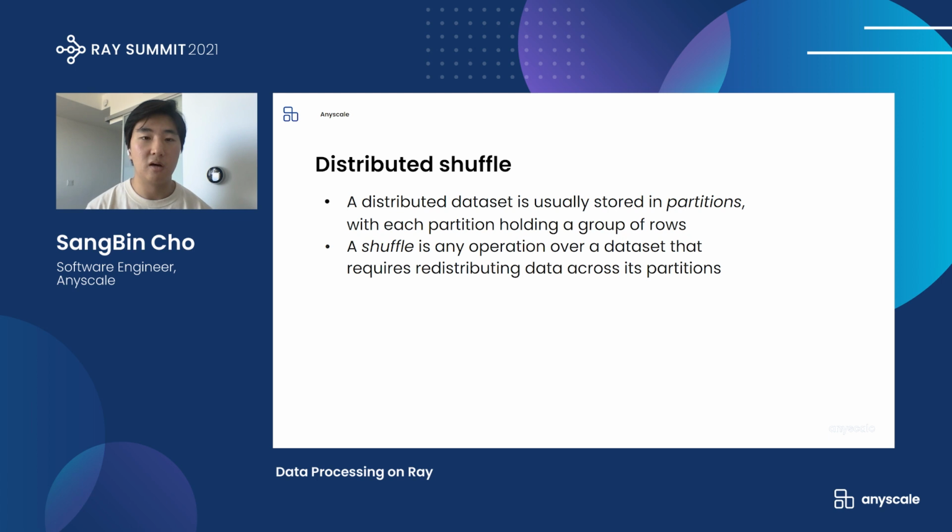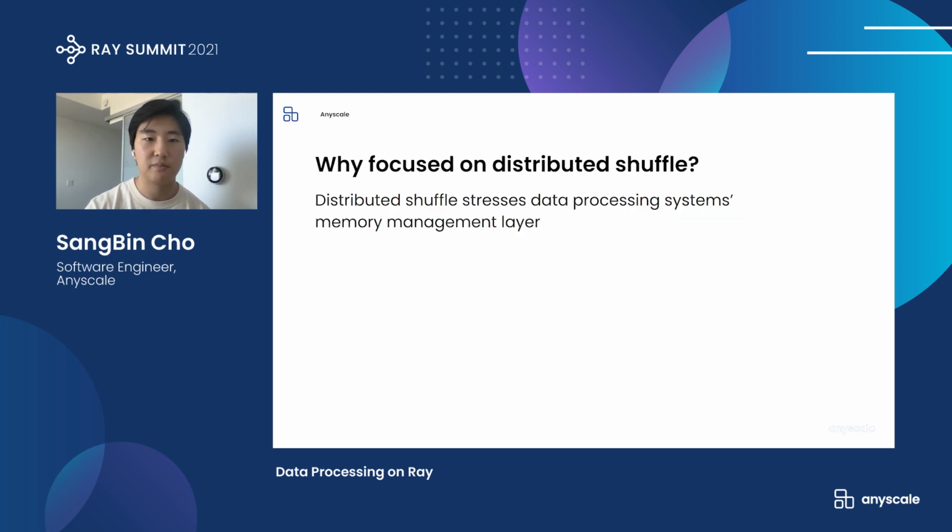So let's see what distributed shuffle means first. In distributed systems, a data set is usually stored in partitions, with each partition holding a group of rows. Shuffle is the operation over this data set that redistributes data across the partitions. It is a really important operation because a lot of distributed data processing algorithms use it as a primitive. For example, distributed sort needs distributed shuffle behind the hood, as do join and repartition. These are data processing algorithms that require distributed shuffle as a primitive.